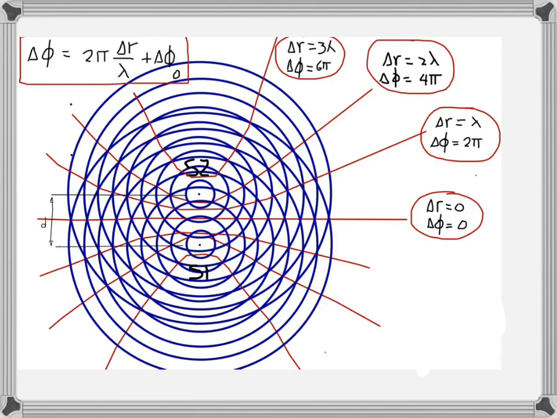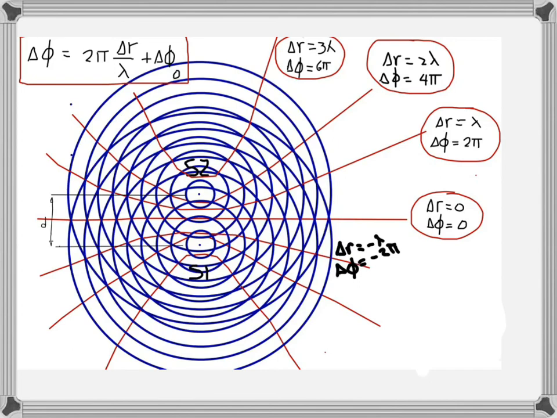So in this setup here, we have these red lines showing you the antinodal lines. Notice that every antinodal line can be labeled by a value of delta R that is a multiple of lambda: 0, 1 lambda, 2 lambda, 3 lambda, etc. Or it could be negative, minus lambda, minus 2 lambda. And a corresponding value of delta phi, which would be a multiple of 2 pi. So 0, 2 pi, 4 pi, 6 pi, etc. So every antinodal line, again, has a particular value for delta R and for delta phi.